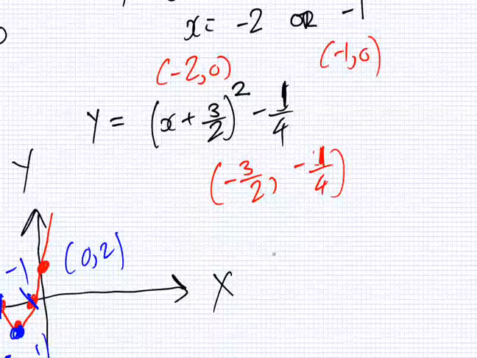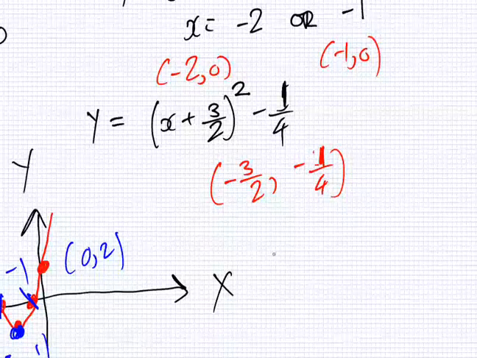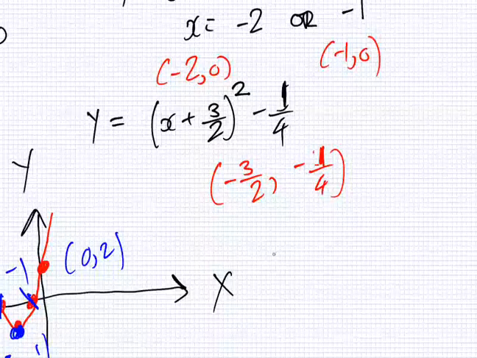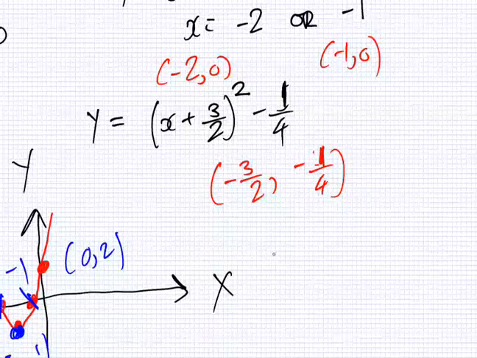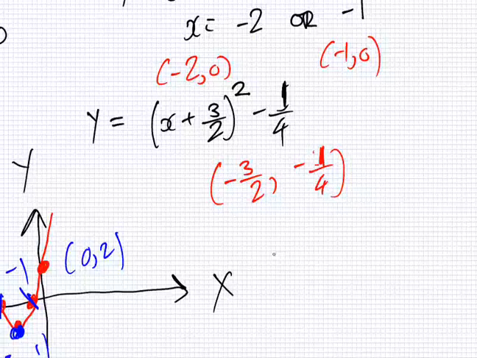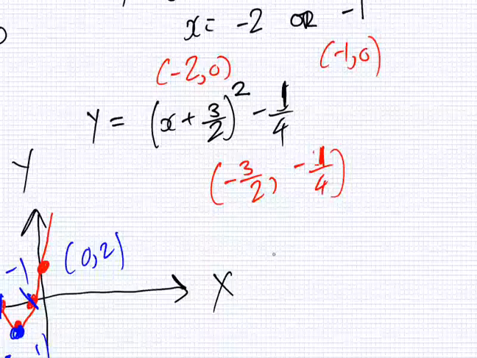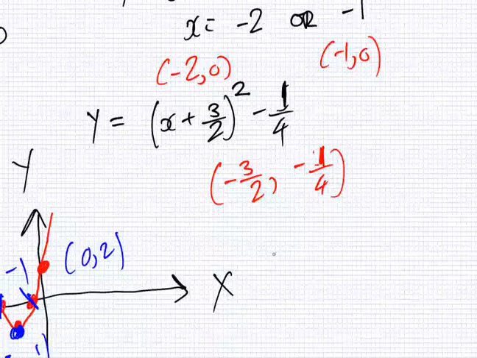So first, easiest point to find is when x equals 0. What's y? 2. So our first point is 0, 2. Okay, next I'll factorize. Y equals x plus 2, x plus 1. So what I'll do next is I'll make y equals 0. So then what's x? Minus 2 or minus 1. So I have here minus 2, 0, and minus 1, 0.